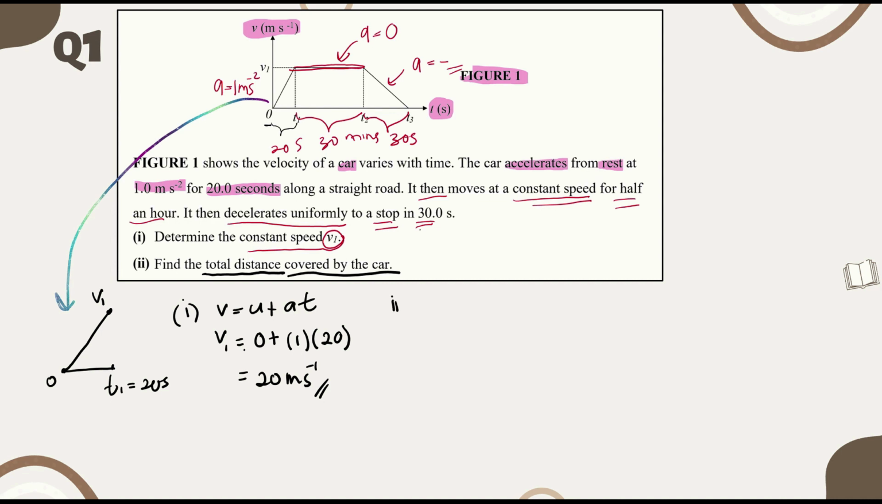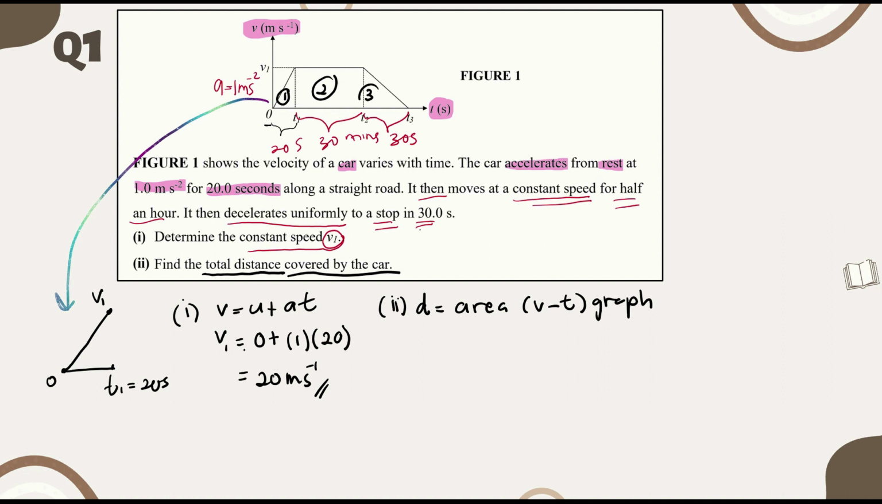For the second question, the total distance covered by the car. As for information, we can get the total distance from the area under the v-t graph. So we need to calculate the area under the v-t graph, so we have this shaded area. To have a simpler solution, we divide the area into 3 areas: area number 1, area number 2, and area number 3.